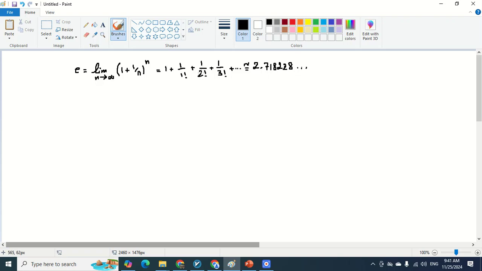By this quick review of the Euler number, I want to define the logarithm of a number a in a base of b.